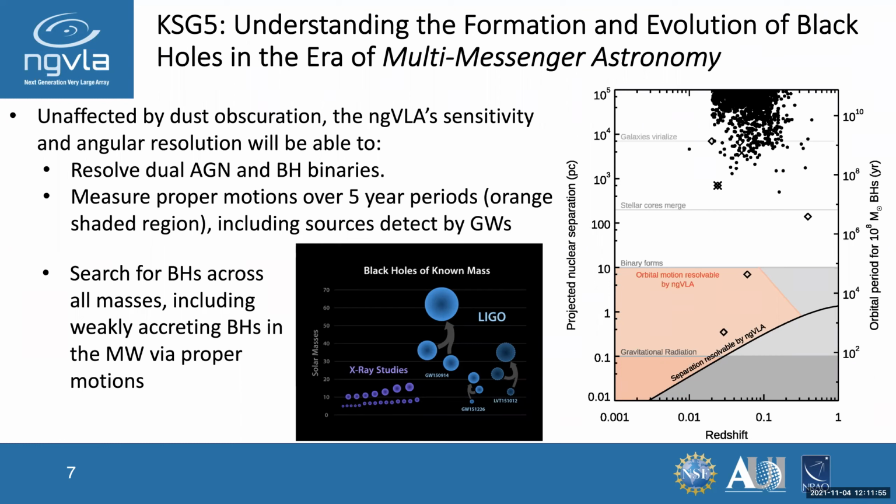where the NGVLA, with its continental scale baselines, will be able to measure the proper motions of such binaries over 5-year periods. And these are the progenitors, or many are progenitors, of gravitational wave events. So the NGVLA will really provide a new view on studying the electromagnetic radiation counterparts of gravitational wave sources.